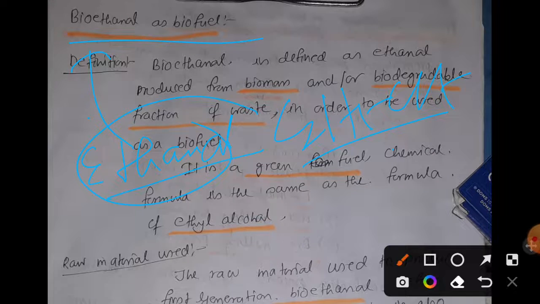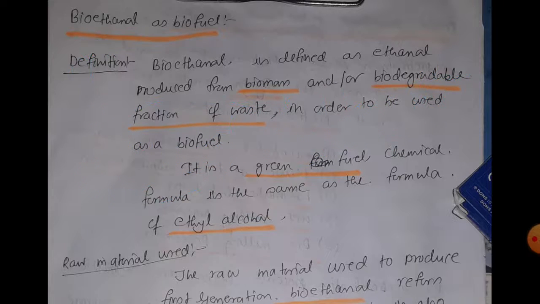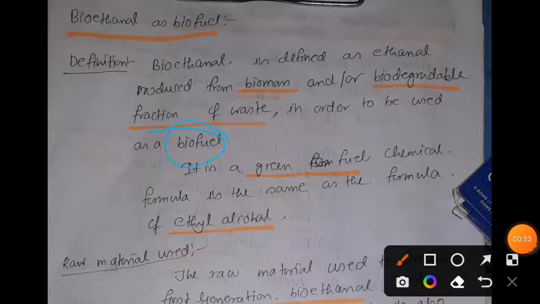So remember, bioethanol means the ethanol is obtained from biomass, or the biodegradable fraction of waste. That is why it is named bioethanol. So the ethanol which is produced from biomass is known as bioethanol, and it can be used as a biofuel.